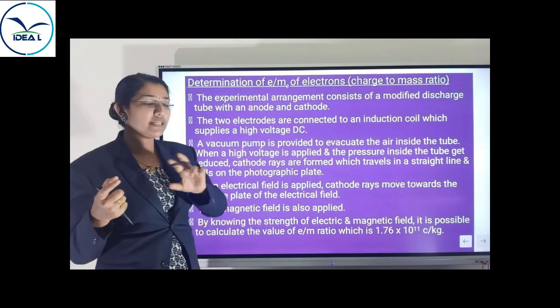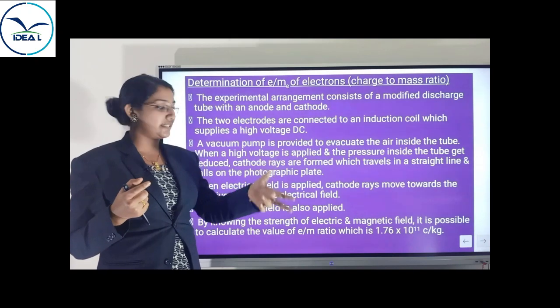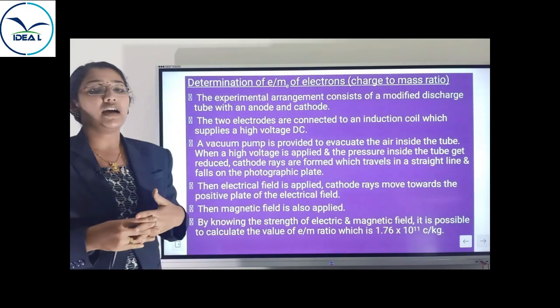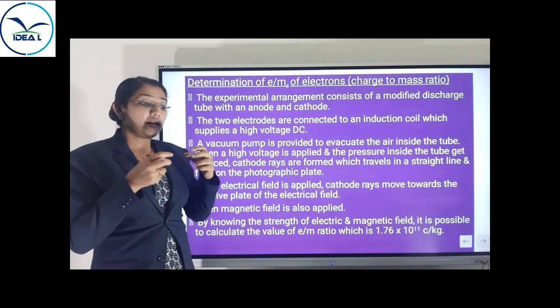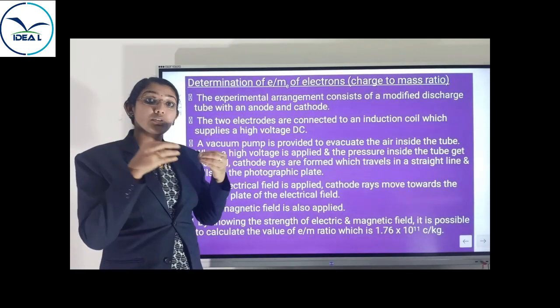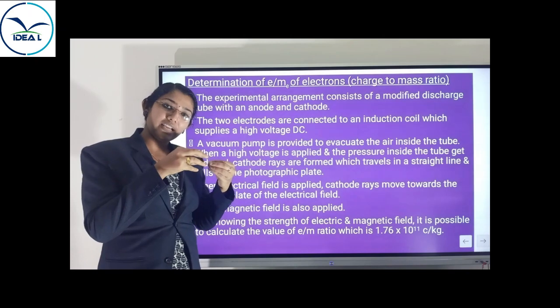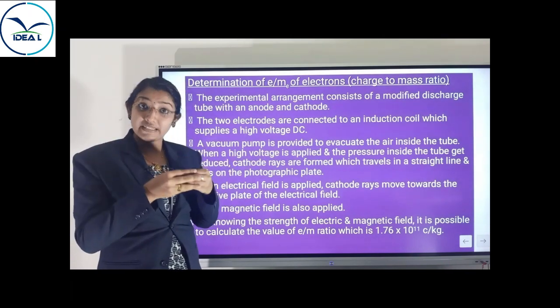Cathode rays move towards the positive plate of the electrical field. Then after that, a magnetic field is applied. We already learned that the behavior of cathode rays in electric field and magnetic field are opposite.